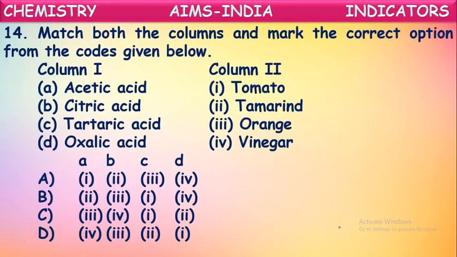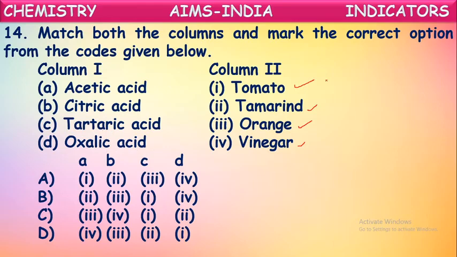Next, match both the columns and mark the correct option from the codes given below. See, try to match the acids and their sources given in column 1 and column 2. We know acetic acid is present in vinegar. Citric acid is present in citrus fruits like oranges and lemons. Tartaric acid is present in tamarind and grapes. Oxalic acid is present in tomatoes. Now what will be the correct matching?